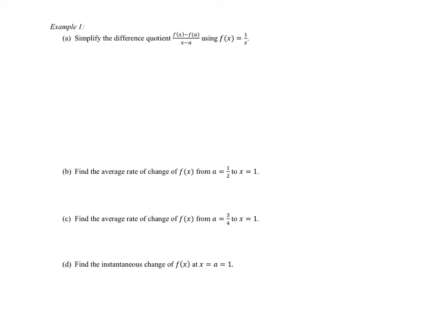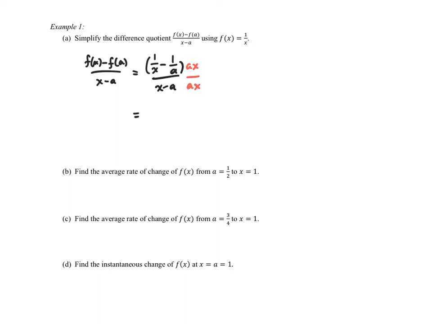I'm going to simplify the difference quotient in the other form, f of x minus f of a over x minus a, using the function 1 over x. So f of x minus f of a over x minus a is going to be equivalent to 1 over x minus 1 over a, all over x minus a. Now I'm going to do a method called clear fractions. I'm going to multiply by ax on top and bottom. Multiplying by ax is the same as multiplying by 1. I'm allowed to do that, but in the process, I'm going to clear out the fractions in the numerator.